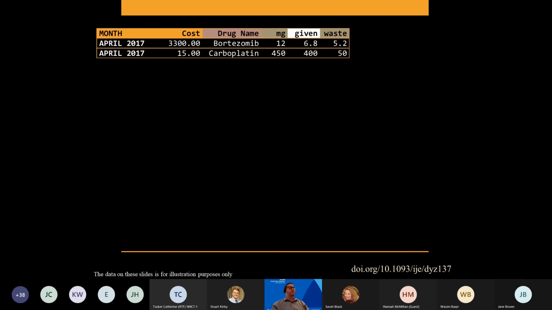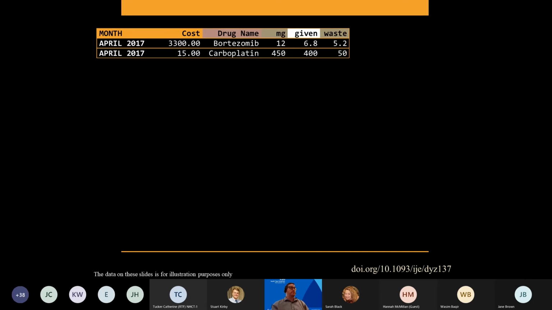And then we merged those 2 together to get the same information all in one table, and then you could calculate out the waste as the number of milligrams wasted. Depending on your viewpoint, you've wasted more carboplatin than you have bortezomib, because carboplatin you've wasted 50 milligrams of, and bortezomib you've wasted 5.2 milligrams.